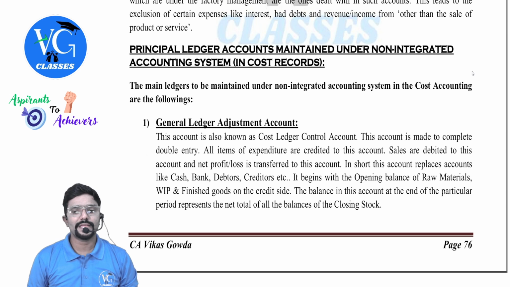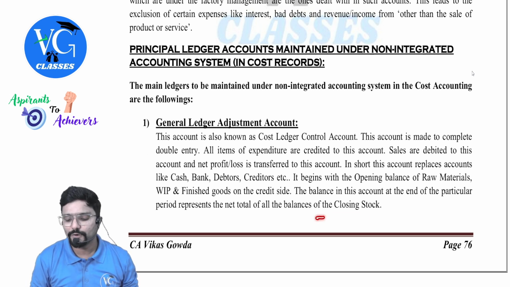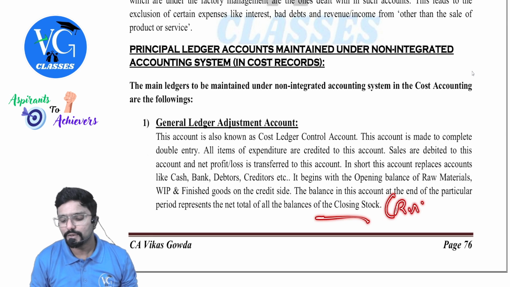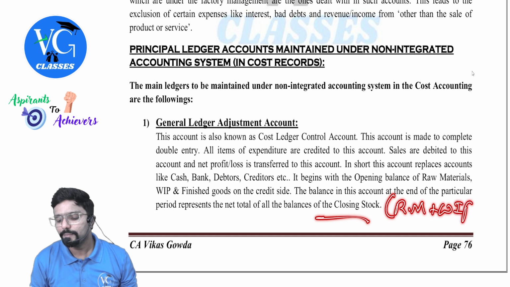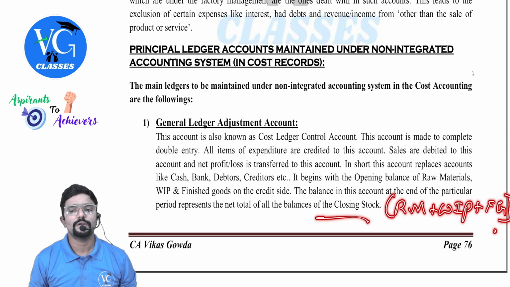The balance in this account at the end of the particular period represents what? The net total of all the balances of closing stock. All the balances of closing stock means what and all? Write it in the bracket. Raw material, WIP plus finished goods. Rohit wrote. Done?